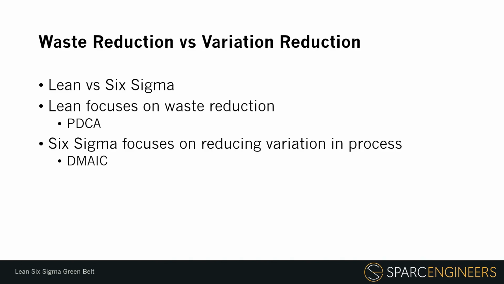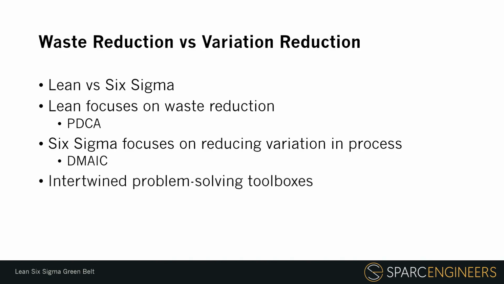These two approaches are different, but they are closely connected. Lean helps us make the process flow better. Six Sigma helps us make the process perform more consistently. In real improvement work, we usually need both. A process can be fast but inconsistent, or consistent but full of waste. Lean Six Sigma brings both toolboxes together so we can improve speed, quality, cost, delivery, and customer satisfaction.